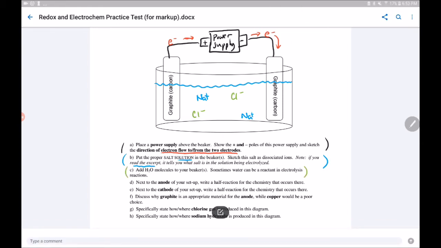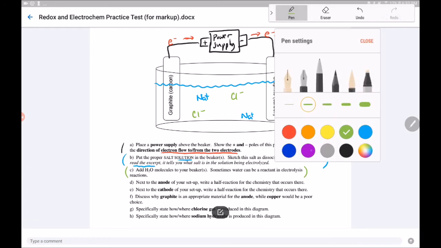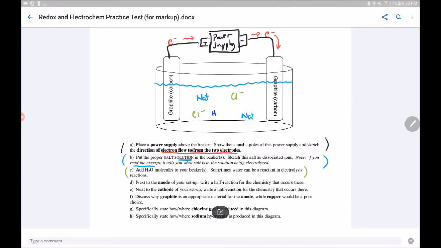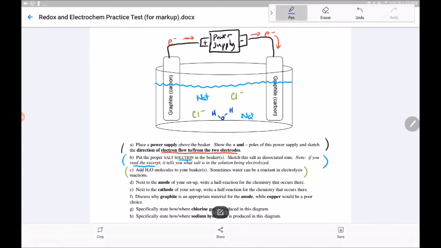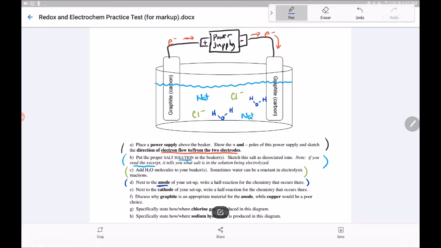C says add H2O molecules. Those may also react. Water molecules can be oxidized. Water molecules can be reduced. All right. The next prompt is using the word anode.